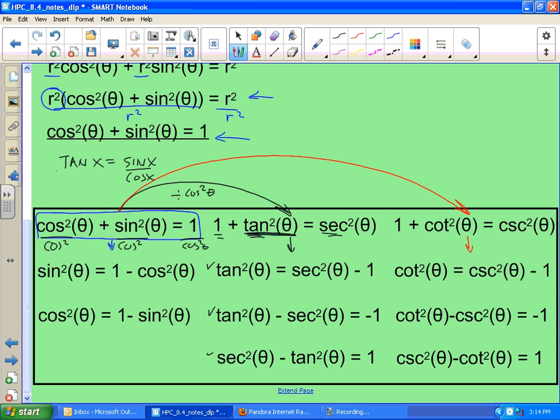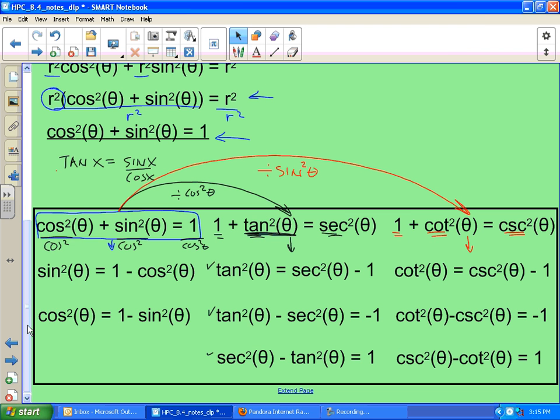Well, this time we divided by sine squared. Cosine squared divided by sine squared gave me the cotangent squared, and sine squared divided by sine squared gave me the 1. And 1 divided by sine squared created the cosecant squared. And then again, manipulating, moving things around to get those other 3 trig identities.